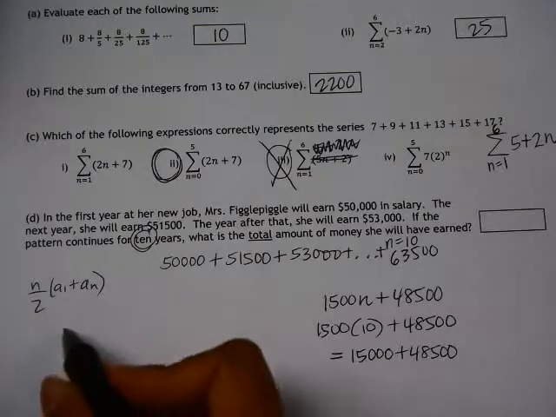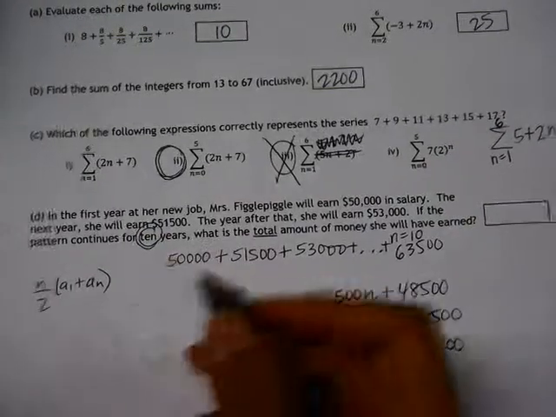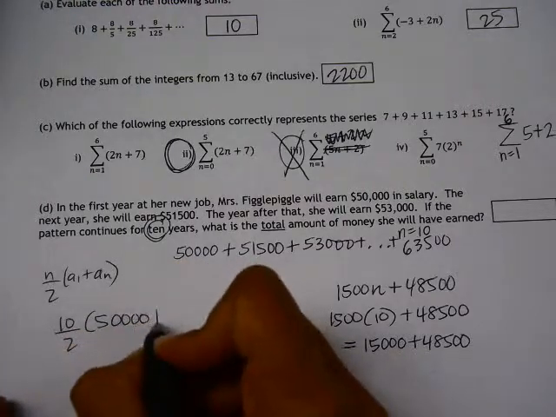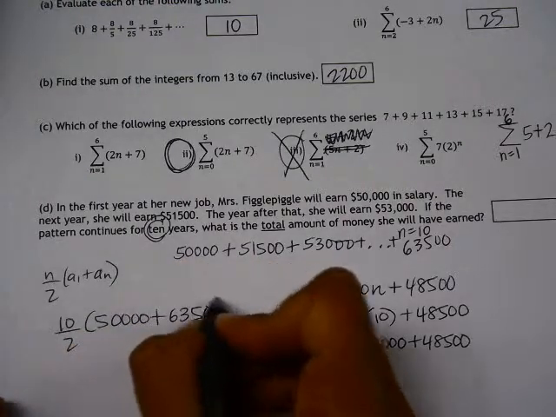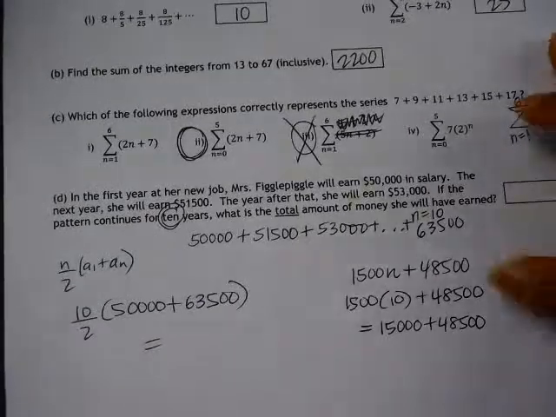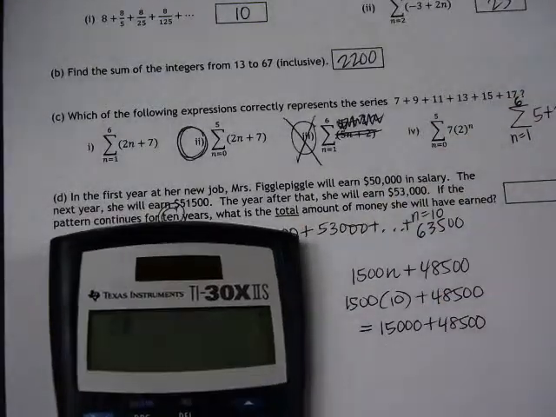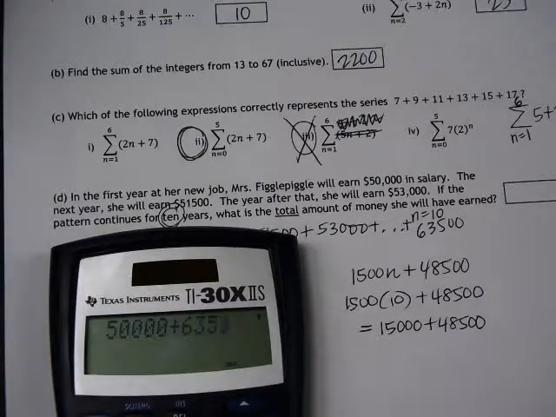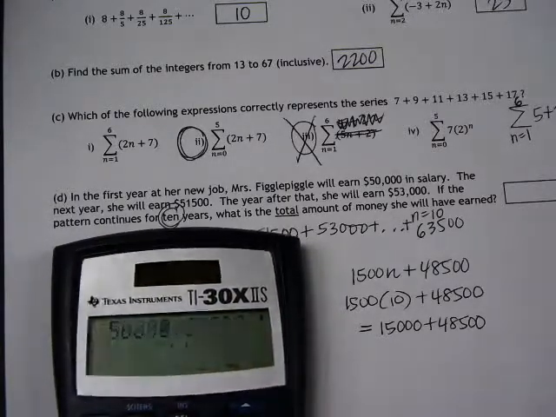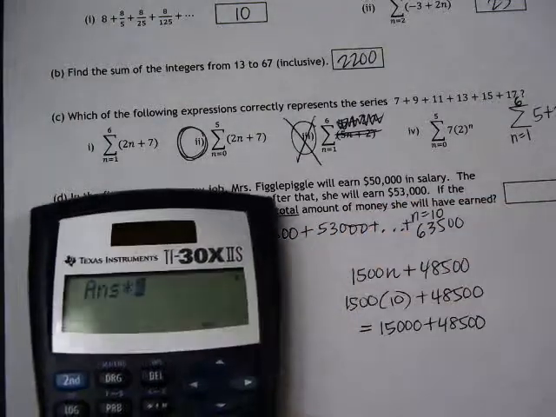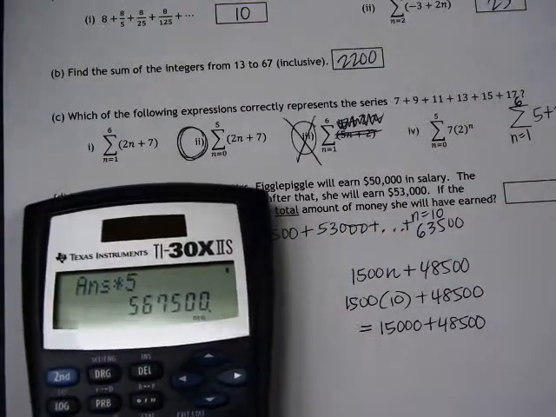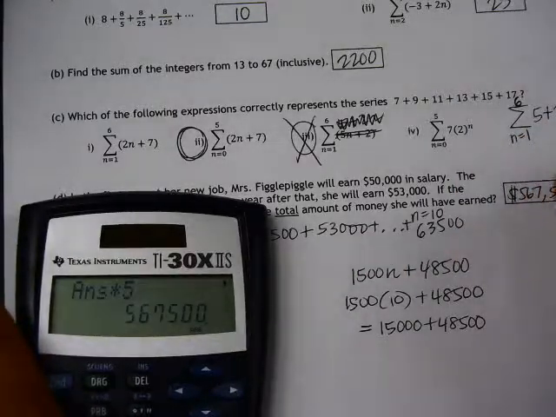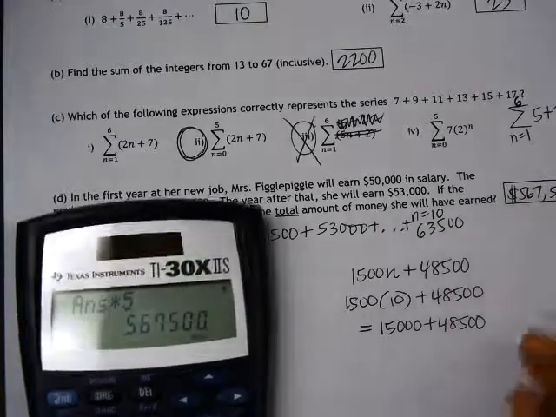So if we use our sum formula to find the sum of all of her years of salary, 10 over 2, first term is 50,000, last term is 63,500. Okay, so let's add that up. 50,000 plus 63,500, and then multiplied by 10 divided by 2, which is 5. So $567,000.